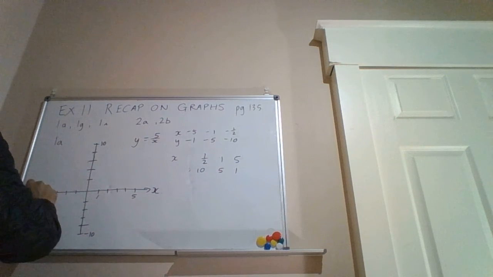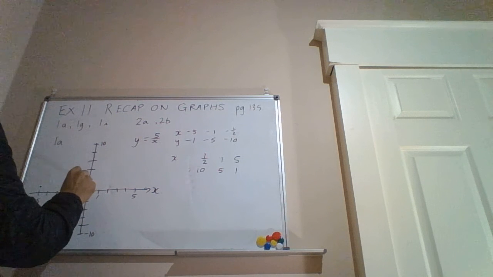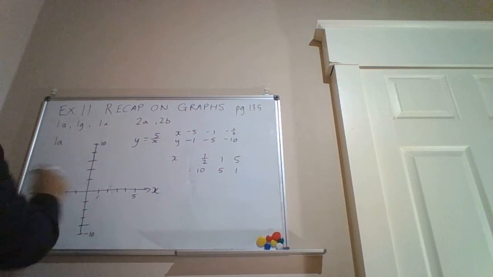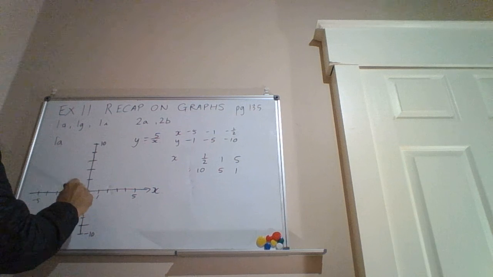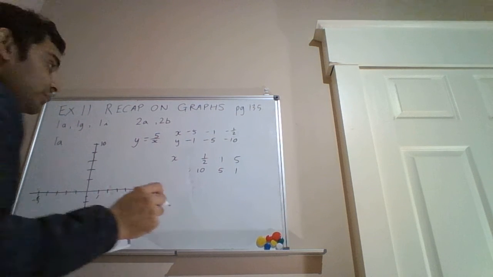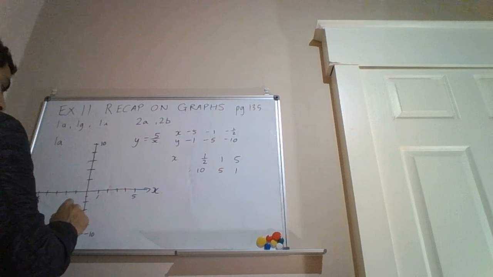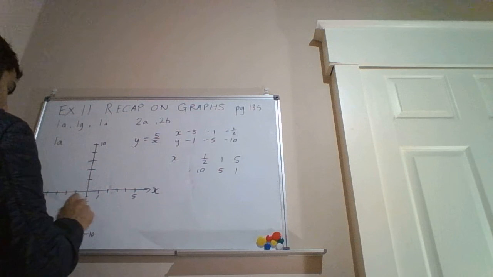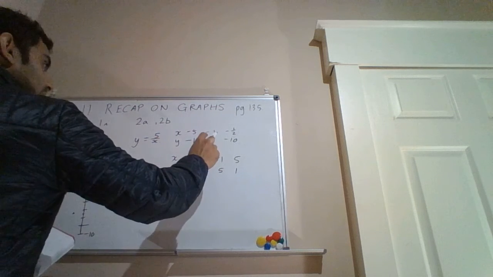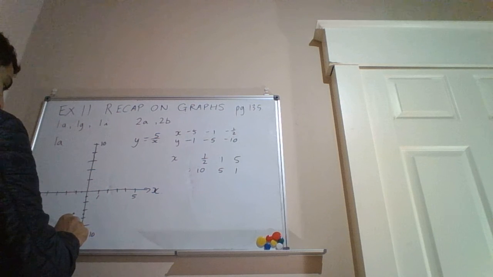So negative 5 and 1. So remember, 1 is halfway, negative 5, negative 1. So negative 1 is halfway between these 2 points because we said the interval length is 2. Then we've got negative 1 and negative 5. So we've got 2, 4, negative 5 sits there. And negative a half and negative 10.